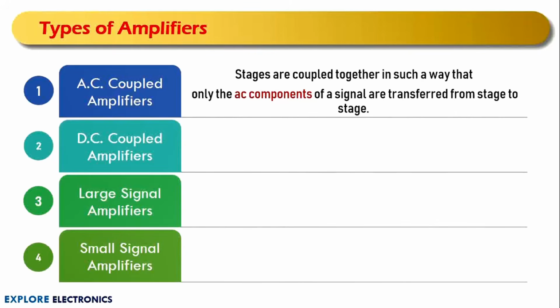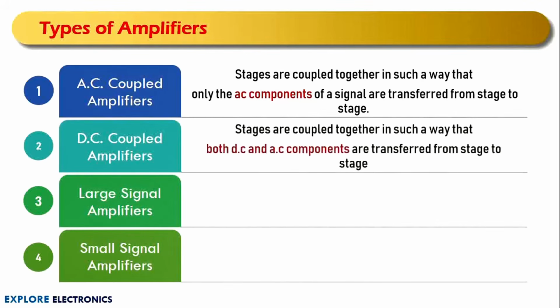Next we have DC coupled amplifiers. Here also there are a number of amplifier stages, where both the DC and AC components of the signal are transferred from stage to next stage.